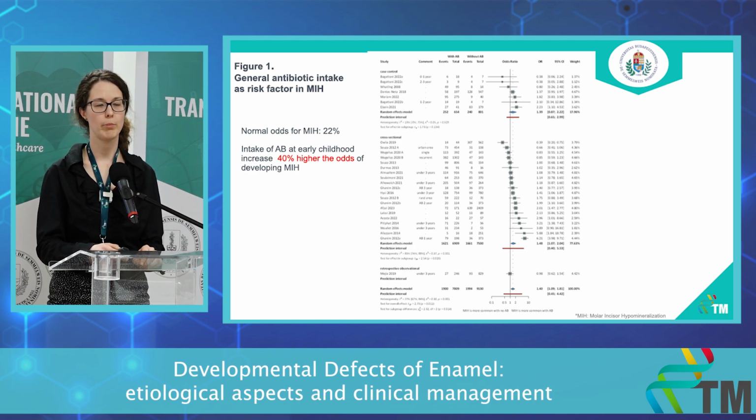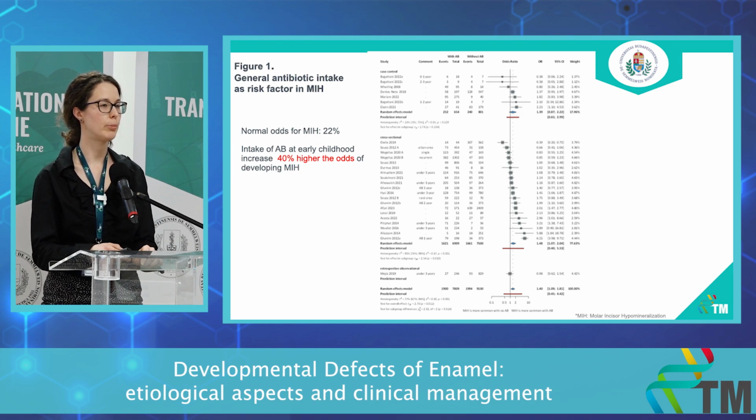We have case-control, cross-sectional, and retrospective observational studies, with a heterogeneity level of 77% at the end. This heterogeneity can be due to the risk factor, because the dosage and the exposure time of the antibiotics are not known, nor is the disease for which they were used. On the right side of the plot, you can see the studies where MIH was more common with antibiotics, and the odds ratio is 1.40, which means that the intake of antibiotics in early childhood increased the odds of this disease by 40%.